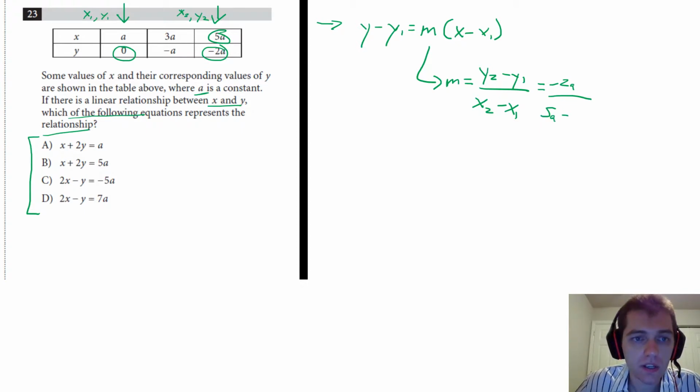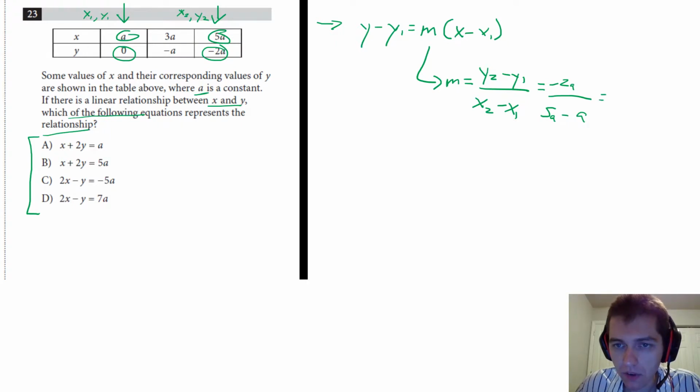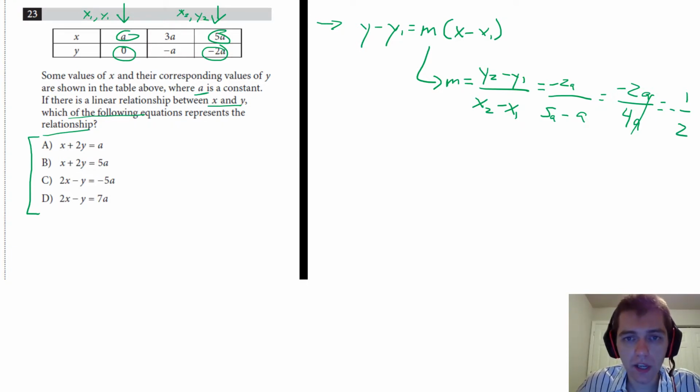Minus x1 is just equal to a. So you're left with negative 2a over 4a. The a's cancel, and you are left with m is equal to negative 1/2, 2 divided by 4. So you can go ahead and plug that information back in.